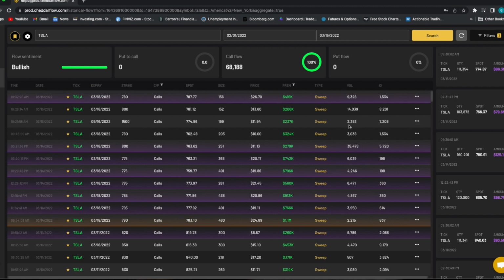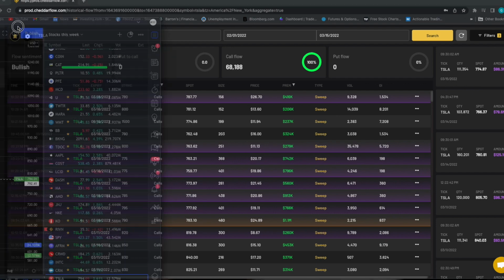What else you want to pay attention to is volume versus open interest. I like to focus on the shorter time frames. I don't really care about September because I'm a day trader. So what I want to see is volume high and open interest low. If volume is really high, that means that strike price is getting hit a lot, right? So for example, this strike price right here. So we see March 18th, 800 calls, right? This was at 3:21 p.m. on the 14th of March, right?